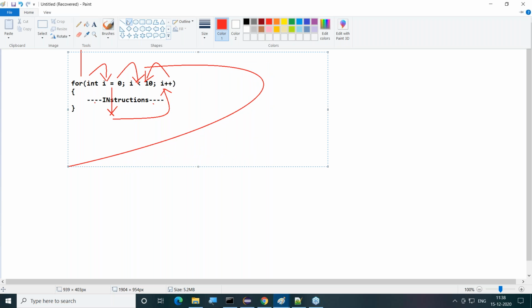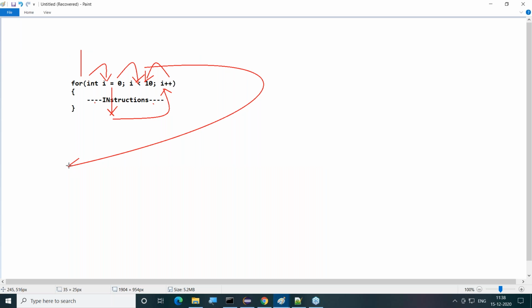Directly it comes to the outside of the loop. Everybody understand this now? Guys, now I'm asking this question to you.